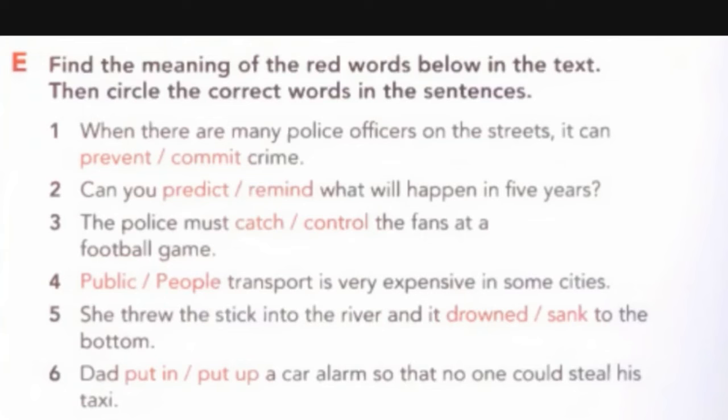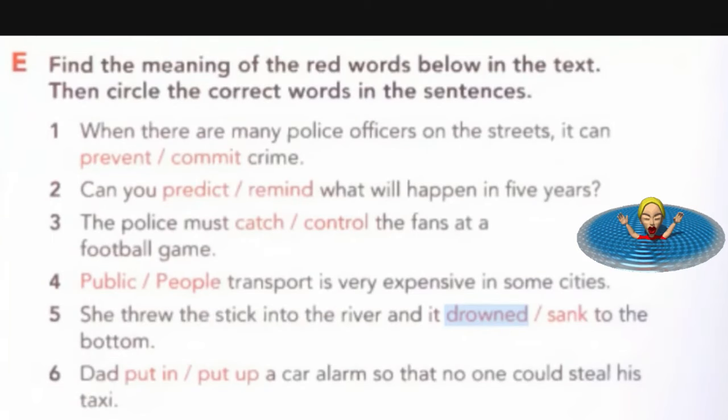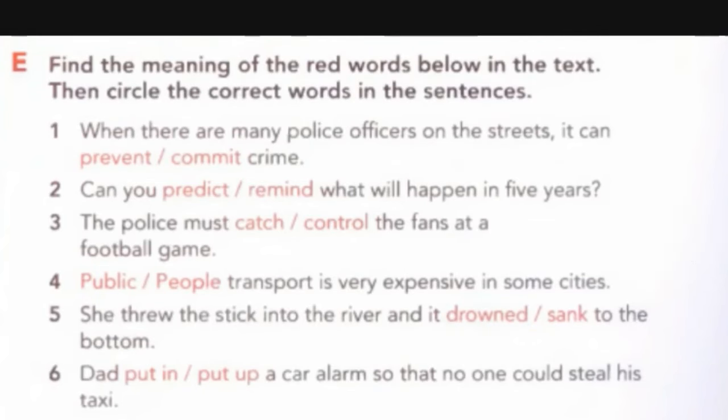Okay, number five, she threw the stick into the river and it drowned or sank to the bottom. What's the difference between drown and sank? Both go into the water, right? Drown is for living beings. Sank is for other objects. When you say someone drowned in the water, that means that person cannot swim. If you refer to an object, like in this case, a stick, he threw a stick into the river, so you cannot say a stick drowned. You must say it sank to the bottom.